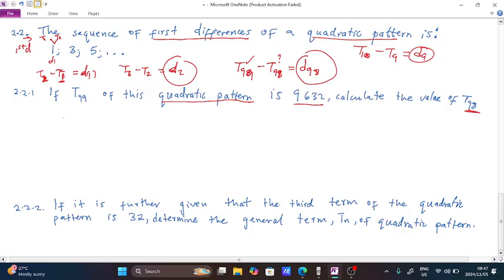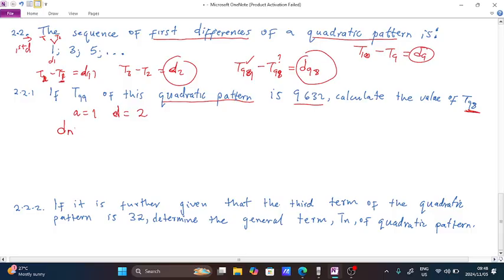For me to get that, I'll need the general term of the first difference. What is the value of a on the first difference? It is 1. What is the difference d? 3 minus 1, or 5 minus 3, is 2. Can you see that?